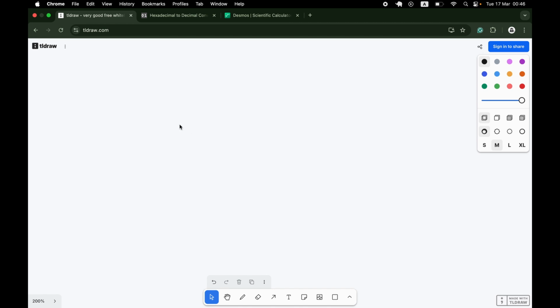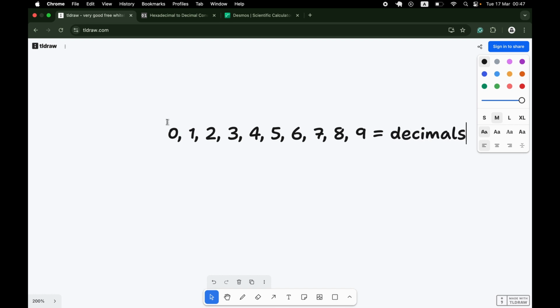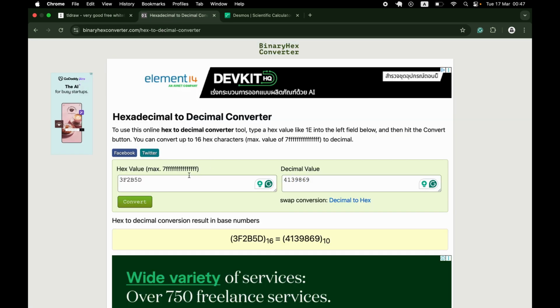Let's do that together. Let me recap the things we learned before. In decimal, we have 10 digits from 0 to 9. So we start from 0, 1, 2, 3, 4, 5, 6, 7, 8, 9, and we end with 9. So these are decimal.